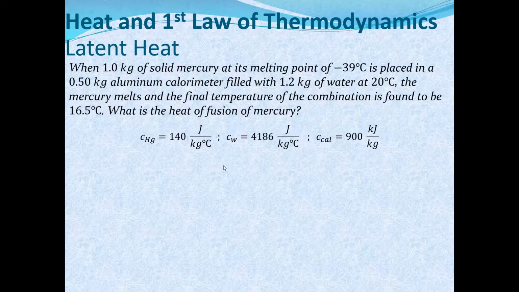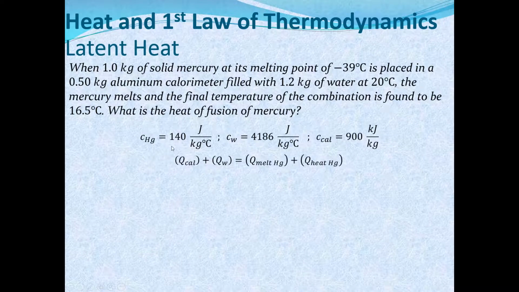So try this yourself, work on this yourself, pause the video, and we'll go over it in a second. All right, so here we want to know the heat of fusion for the mercury based off of the information that they give us. So we know the final temperature, so we don't have to go through that same business that we did last time. So we're going to set up the equation like this.